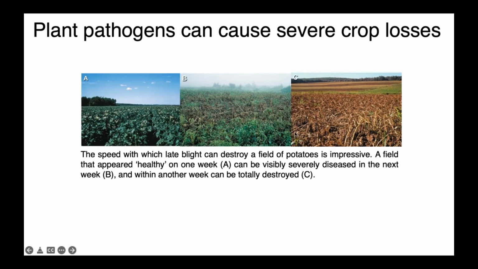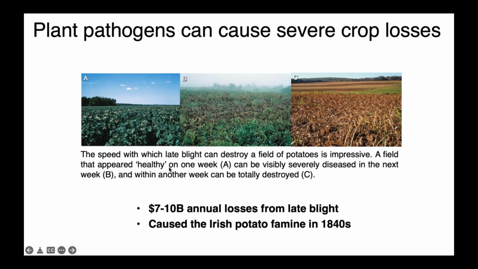And there's obviously a severe economic loss due to this pathogen, which is estimated between $7 and $10 billion each year. And of course, the social consequence was highlighted in the Irish potato famine in the 1840s, which resulted in the displacement and death of millions.